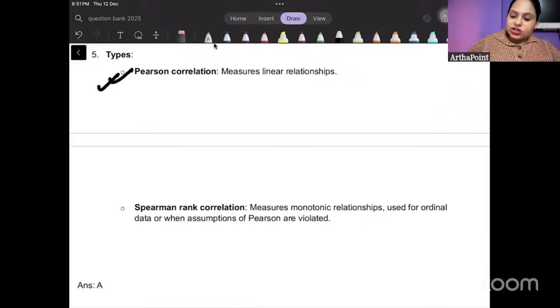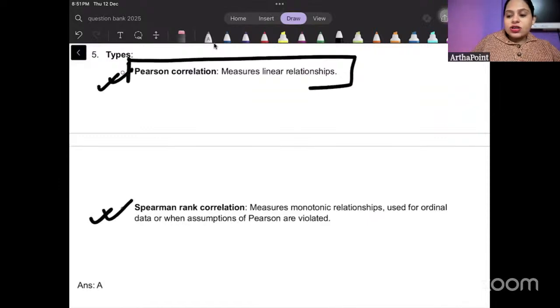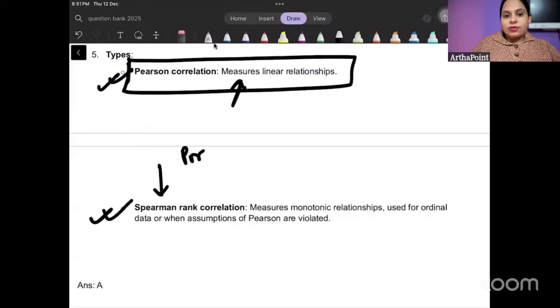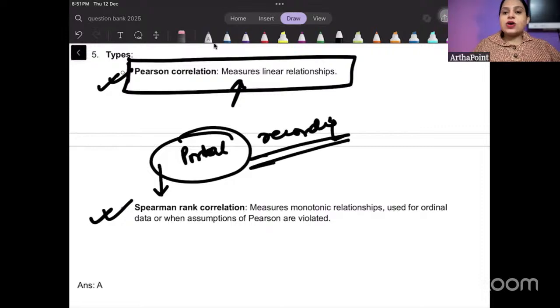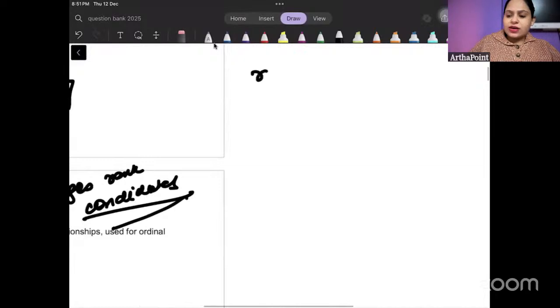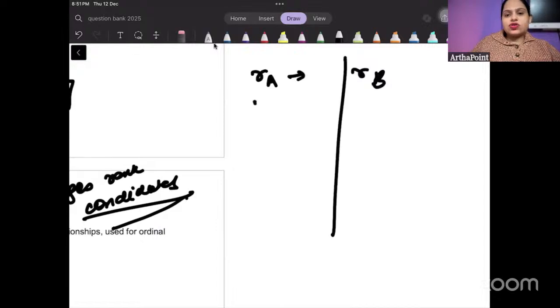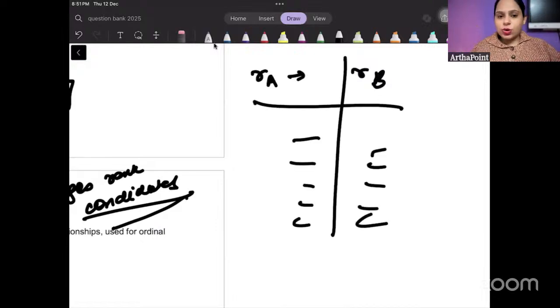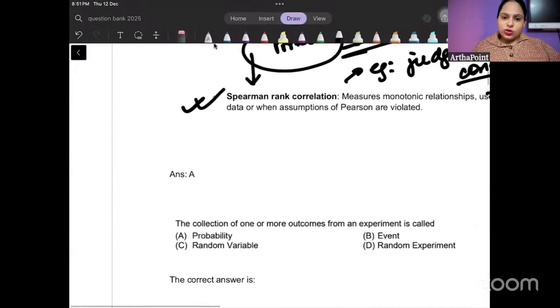There are various types of correlation. Mainly we should know these two types. Pearson correlation helps to measure the linear relationships, and another one, beta, this is also available on your portal, everyone should go through this recording. There is Spearman rank correlation also. A very common example is when judges provide ranks to candidates, and we want to check if those ranks are related or not. Rank provided by judge A and rank provided by judge B will be given to you, and we want to check the correlation between the two. So rank correlation is very useful there.